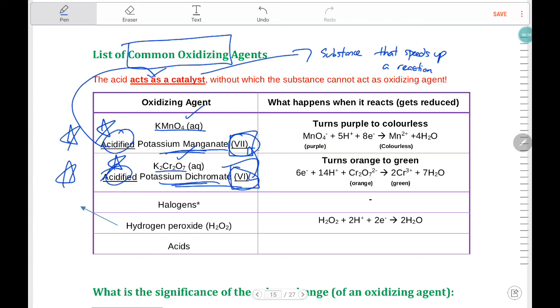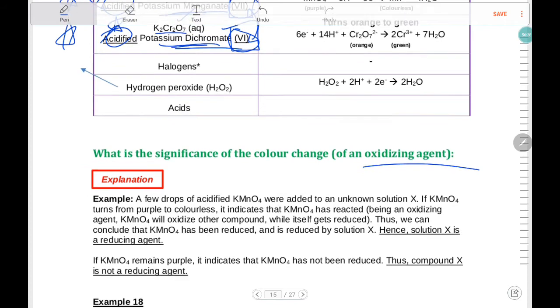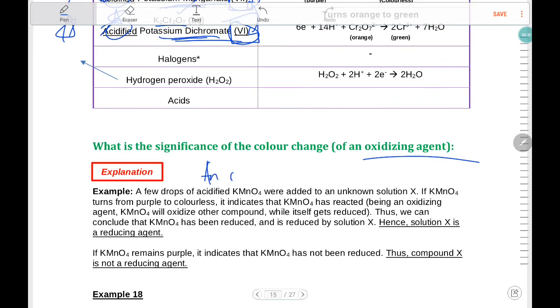So what's so special about oxidizing agents? So what is the significance of an oxidizing agent? Well, write this down. Essentially, an oxidizing agent tests for the presence, alright, of a reducing agent. An oxidizing agent tests for the presence of a reducing agent.